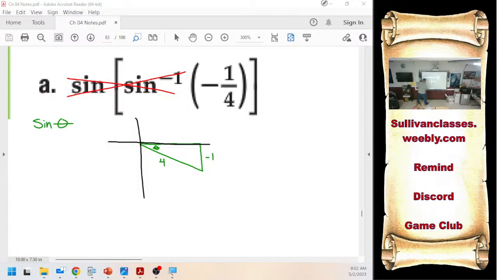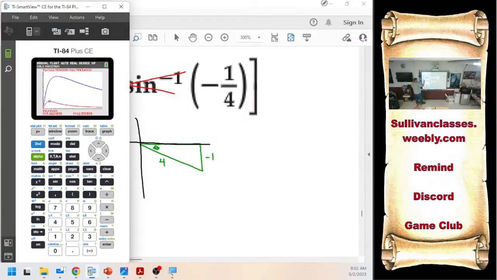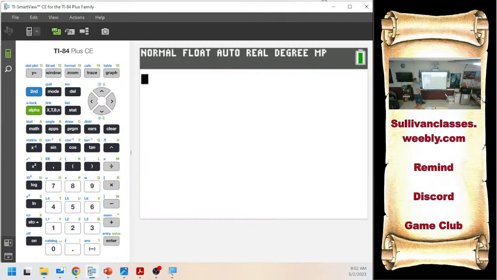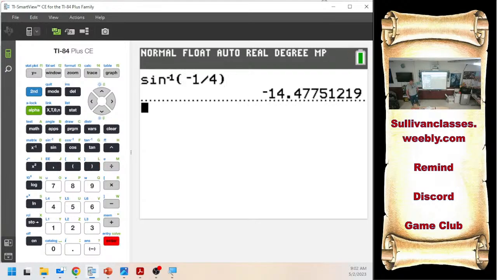If you don't believe me, head over here. We're in degrees. So if I did the arcsine of negative 1/4, it's going to give me some angle. Now if I take the sine of that angle, ta-da. That's because it put it in as a decimal.